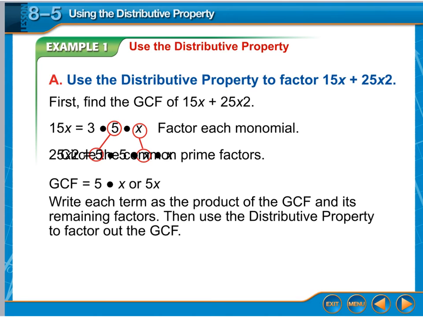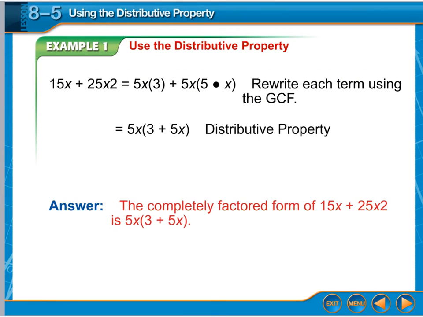So let's go to the page here. They've got 15x plus 25x squared. So what's the greatest common factor? Looks like 5 to me, and an x, because this one's got an x. Okay, so they pull that out. They said, all right, here's their greatest common factor. And then they divided each thing by that 5x.